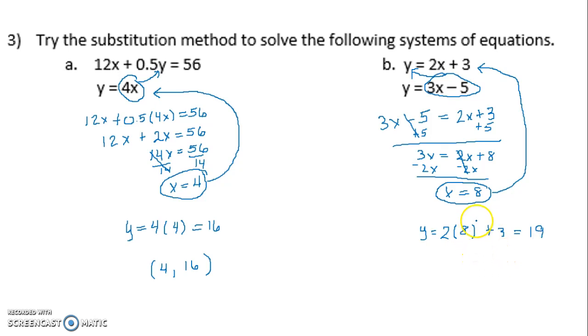So again, I have an ordered pair. My x value is 8, my y value is 19, and I can kind of picture a graph where these two lines meet up at this ordered pair. So that ordered pair solves both equations, and that is the solution to a system of equations. In this slide, we used what is called the substitution method, and that's because we did all of the algebra by substituting one equation into the other equation.